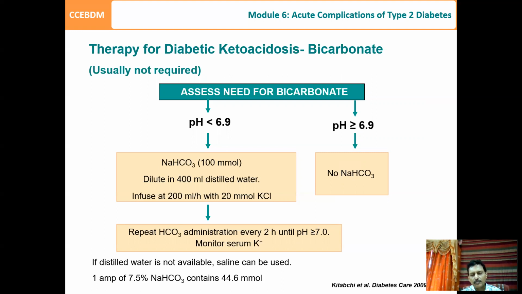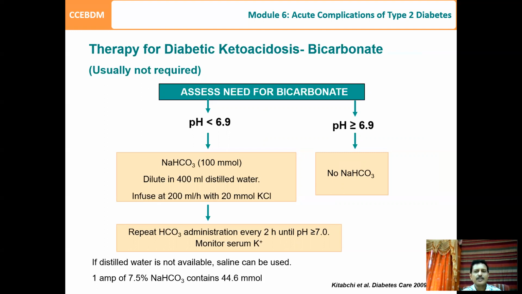Now how much will be the basal and how much will be the bolus? Basal will be 50% and bolus will be 50%. So 20 units will be the basal and 20 units will be the bolus. So we will give a long-acting insulin of 20 units and we'll give 3 short-acting insulin.